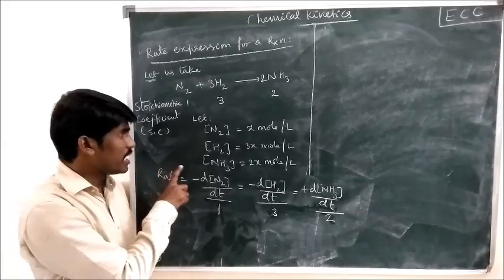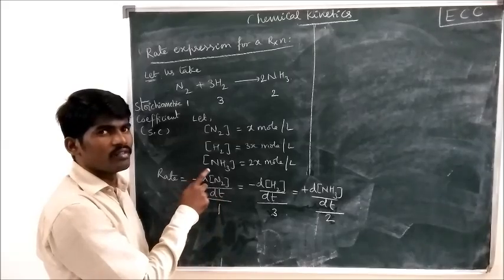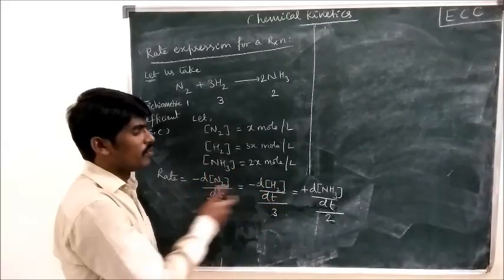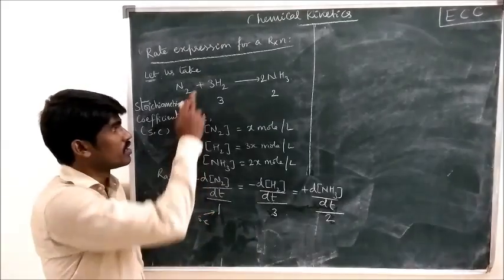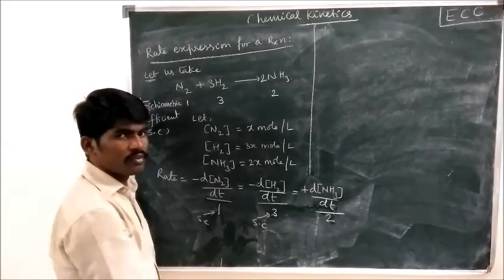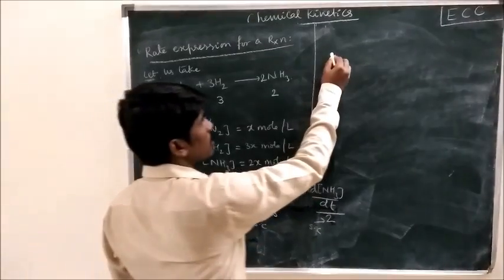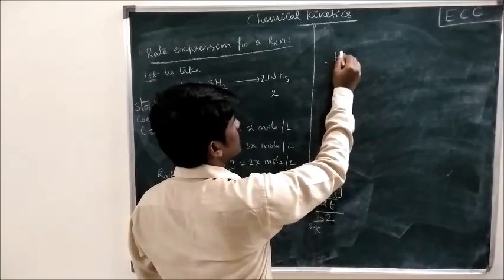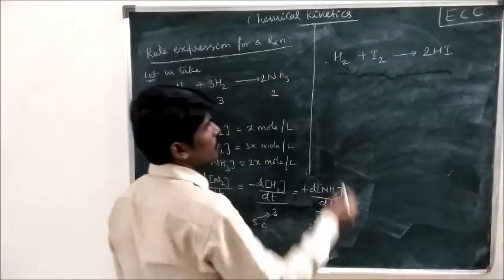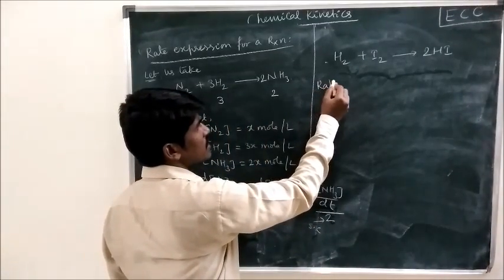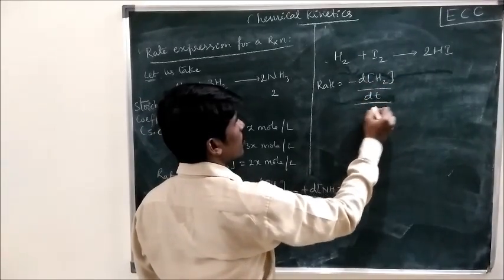So, while you are writing the rate expression for a particular reaction, what you have to do? The change in concentration of reactants and products will be divided by the stoichiometric coefficient. Here 1 is the stoichiometric coefficient of nitrogen, 3 is the stoichiometric coefficient of hydrogen, and 2 is the stoichiometric coefficient of ammonia. Similarly, you can take one more example here: H2 plus I2 giving rise to 2HI. How will you write the rate expression? Rate is equal to minus dH2 by dt upon 1.